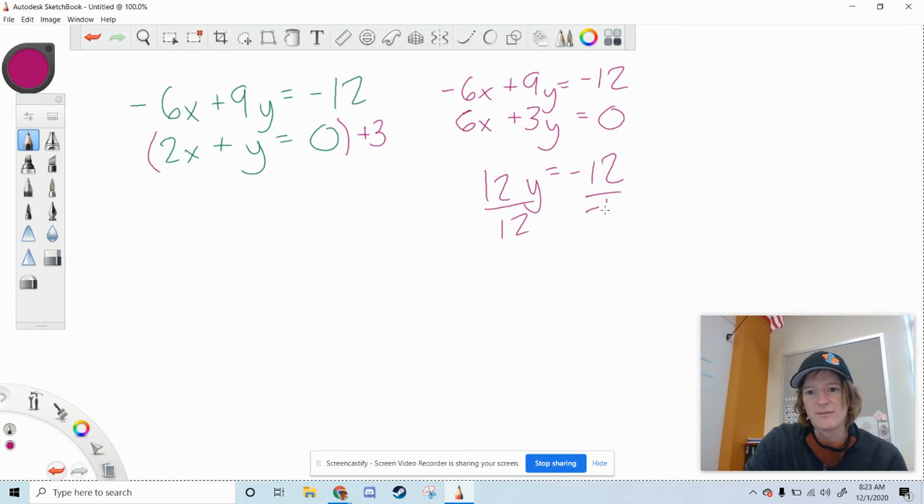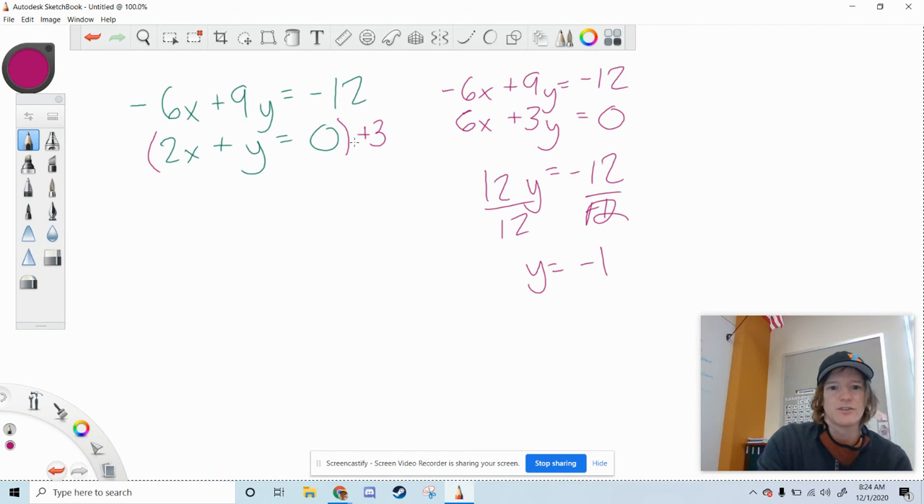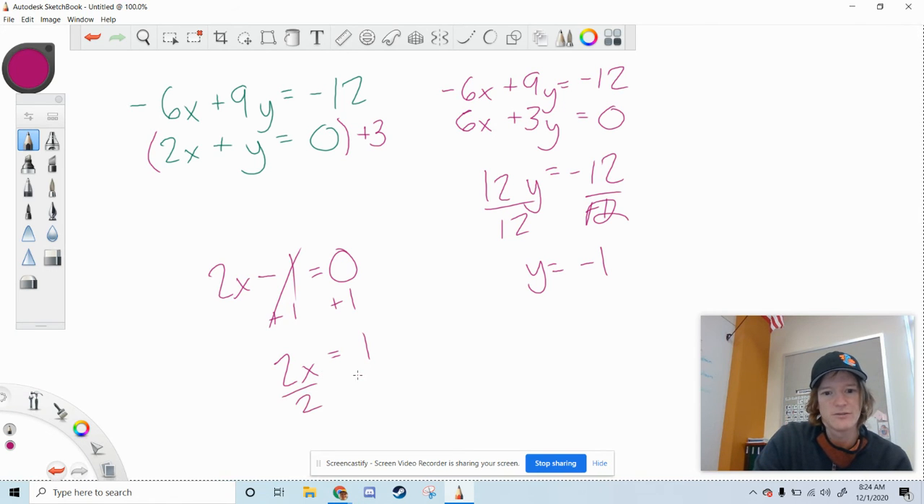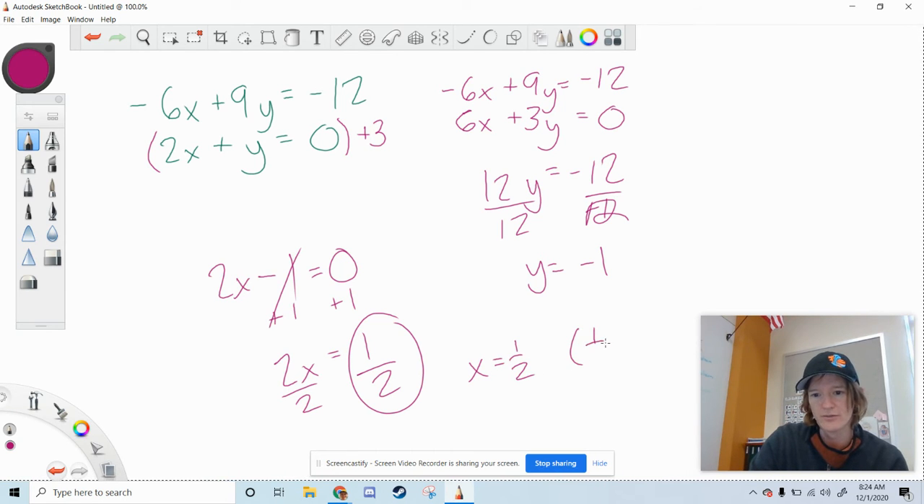Divide by 12, divide by 12, y equals negative 1. Plug that into this. I'm going to plug it into this original bottom one. So we'll have 2x plus, instead of plus negative 1, I'm going to write minus 1 equals 0. So we'll do plus 1, plus 1. Those go away. 2x equals 1. Divide by 2, divide by 2. There's actually our answer. Our x is right here at x equals 1/2. So our point is 1/2, negative 1.